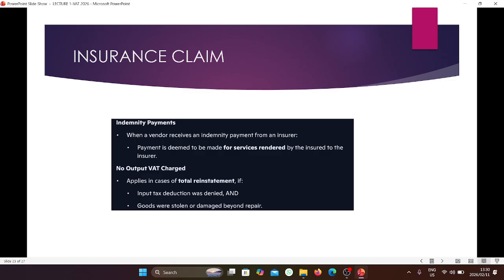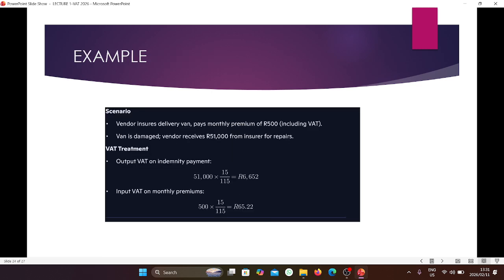Indemnity payments is when a vendor receives an indemnity payment from an insurer. Payment is deemed to be made for services rendered by the insurer to the insured, and then no output VAT is charged if it's a total reinstatement, if the input VAT was denied, and if goods were stolen or damaged beyond repair. So the calculation is like this, right?